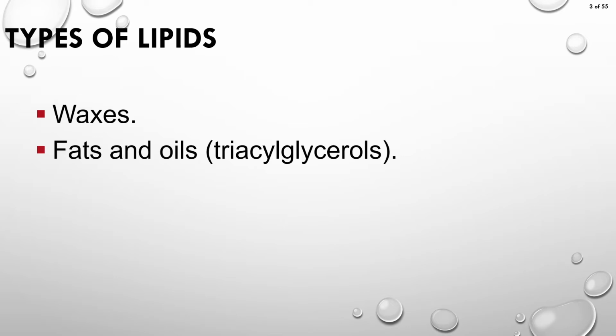Now, the next ones are the fats and oils, which are also called triacylglycerols or TAGs, or triglycerides. Fats and oils make up 95% of the fat in the foods we eat. Just imagine, 95% of the fats in the food. Fats and oils are also the most abundant lipids in nature.